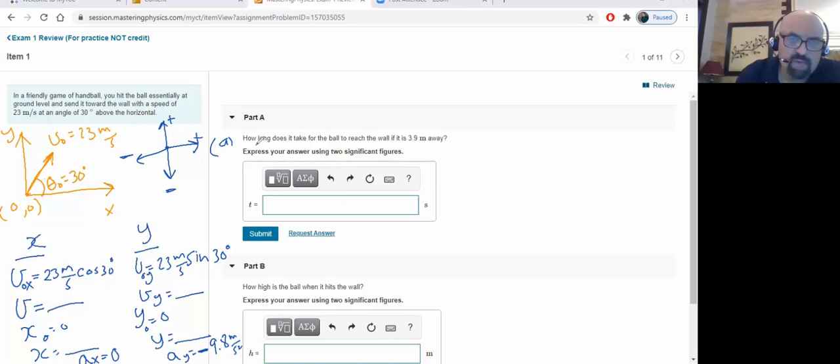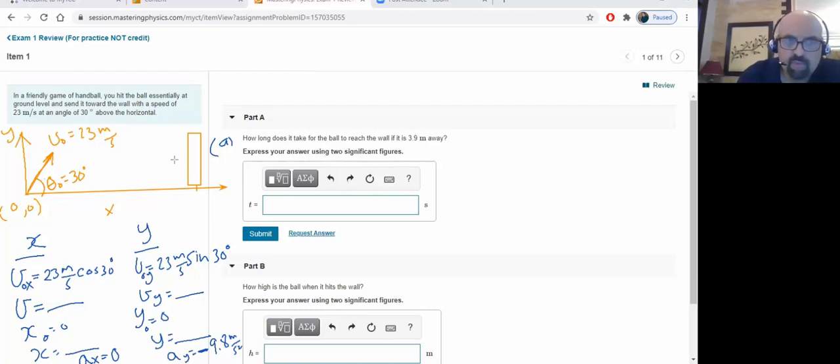All right, so what are we asked to find? We are asked to find the time it takes for the ball to reach the wall if it's 3.9 meters away. Now, what does 3.9 meters represent? It's the distance. So if this is the wall here, and this is our x direction, we are going to draw the wall here, and apparently the ball will hit the wall, which will be at a distance of 3.9 meters.